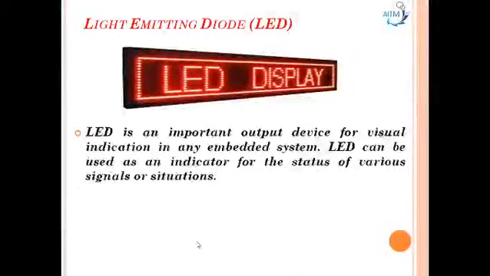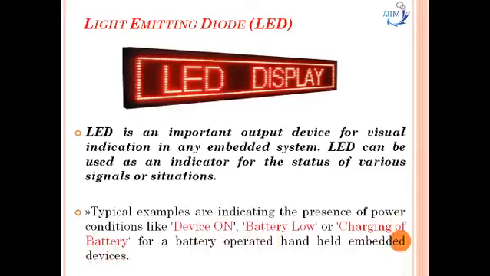Now coming to LED, that is a light emitting diode. LED is an important output device for visual indication in any embedded system here. LED can be used as an indicator for the status of various signals or situations. For example, LEDs are used in handheld embedded devices to indicate power conditions like device on, battery low, or charging of battery here.